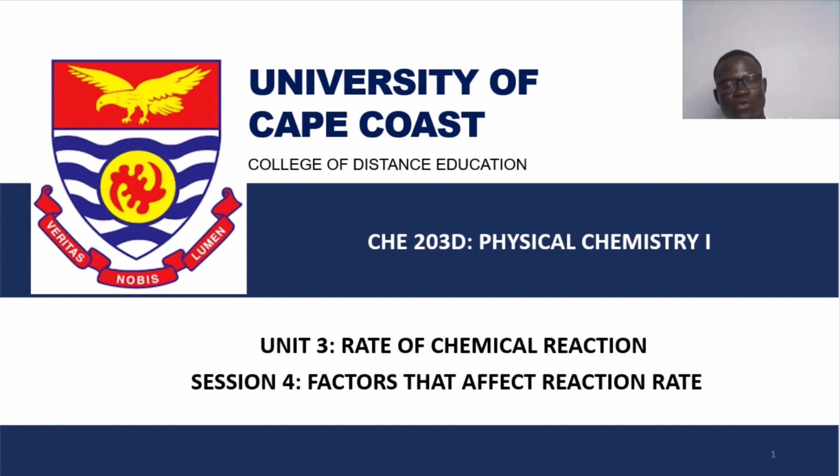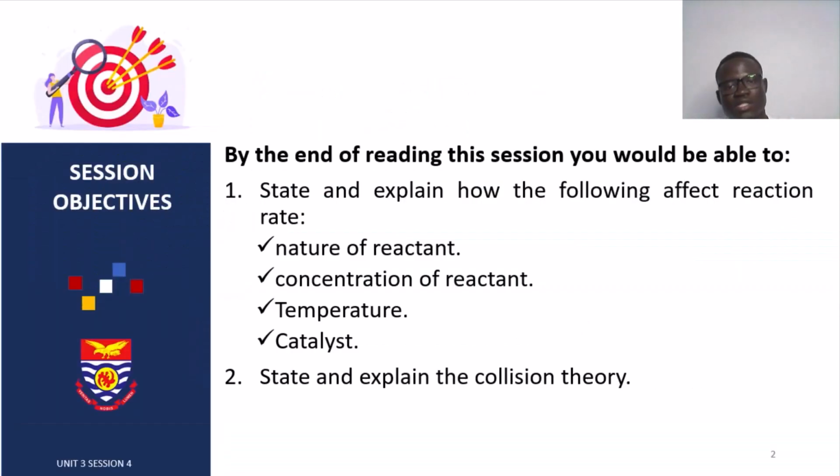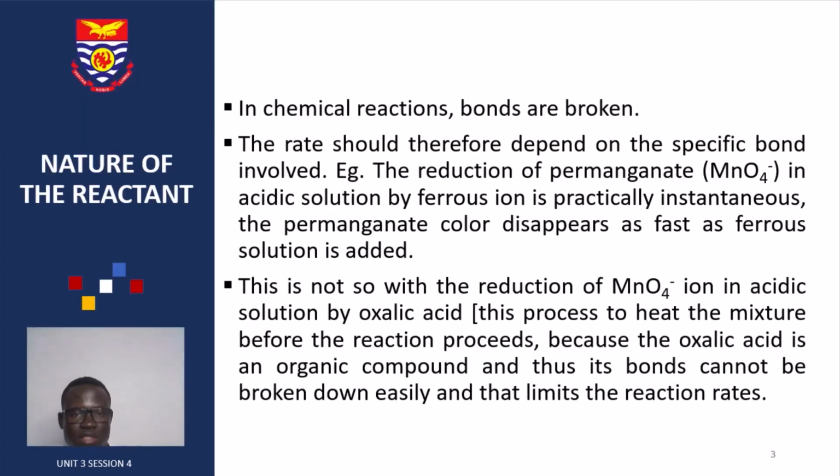Welcome to section 4 of Unit 3, and in this session we'll be looking at factors that affect reaction rate. By the end of the session, you should be able to state and explain the factors that affect reaction rate. We'll be looking at nature of reactant, concentration of reactant, temperature, and then catalyst. And also, you should be able to state and explain what we mean by the collision theory.